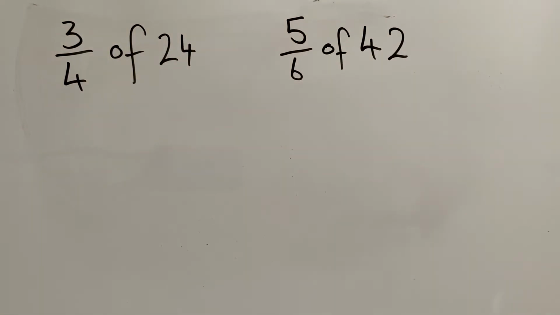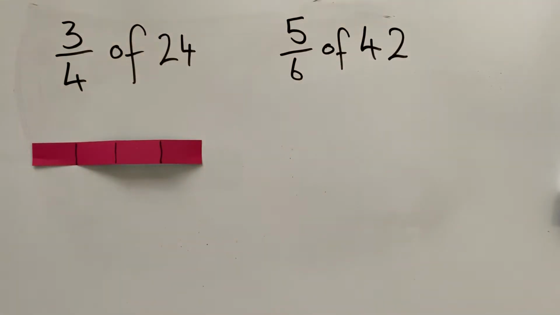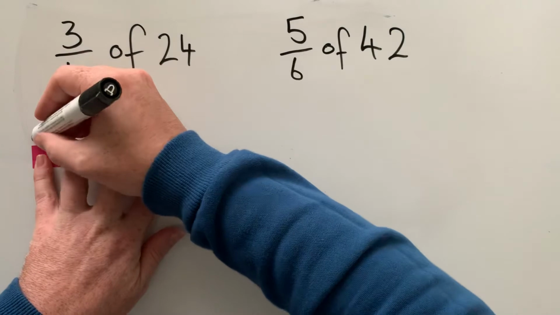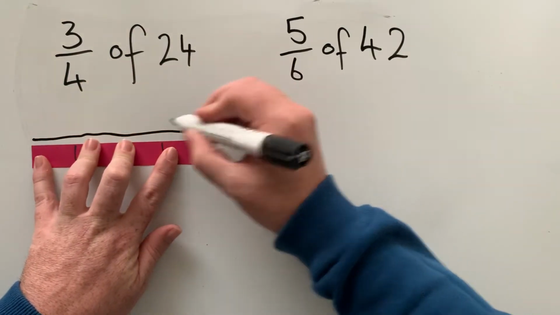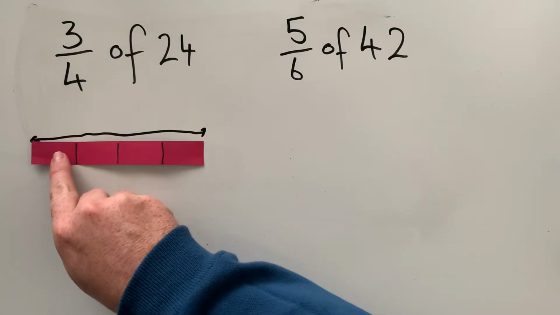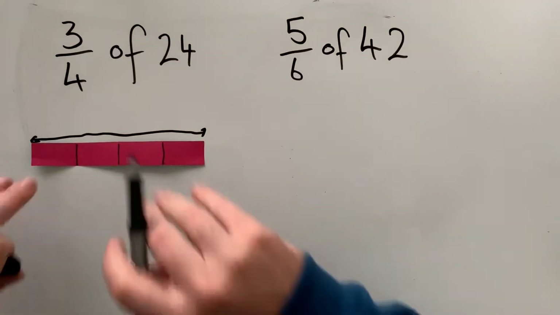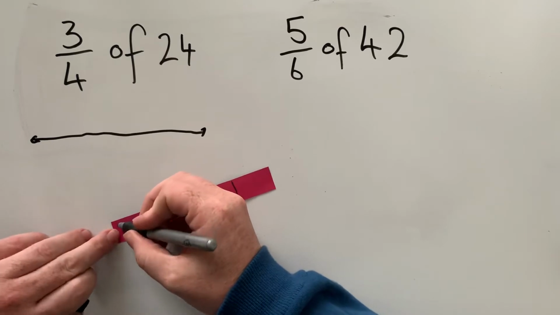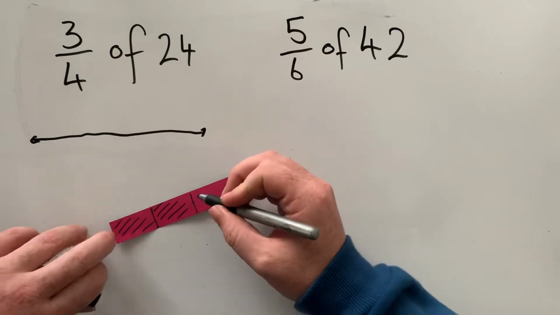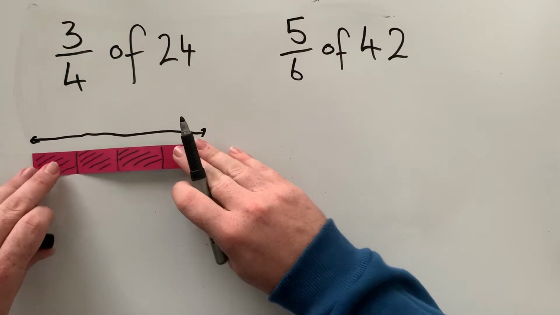Okay, so let's start with 3/4. So we take our strip and we share it equally into 4 parts. Our total is 24. But different to the ones we were doing before, we need to colour in more than one part. We need to look at the numerator. There are 3 equal parts, so we need to colour in 3 equal parts.